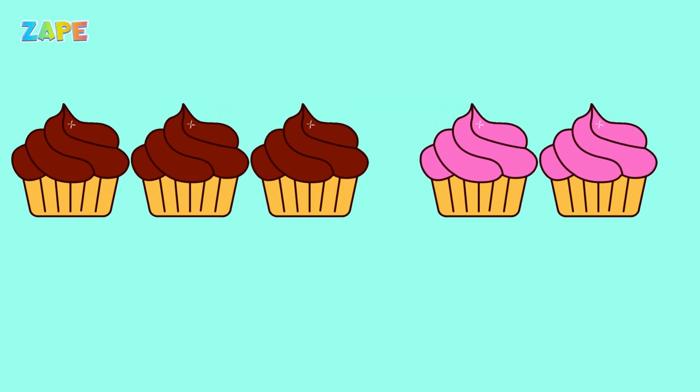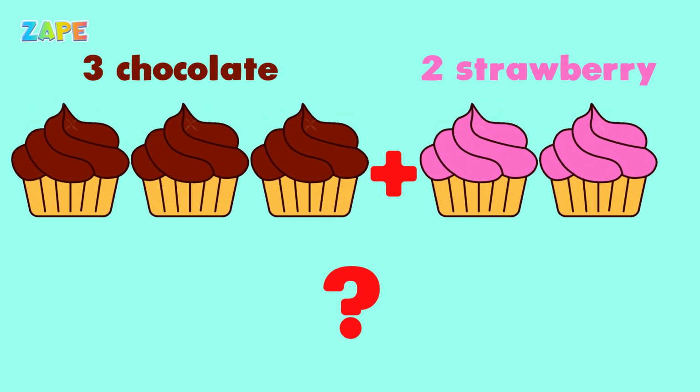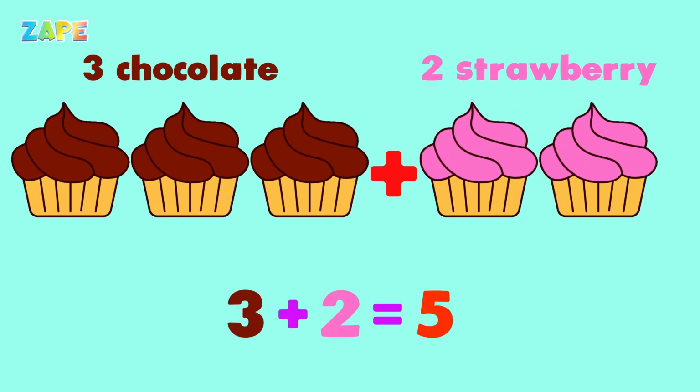Pictures help us see the answer. Look at these cupcakes. There are 3 chocolate and 2 strawberry. Altogether, how many cupcakes? Yes. 3 plus 2 equals 5.